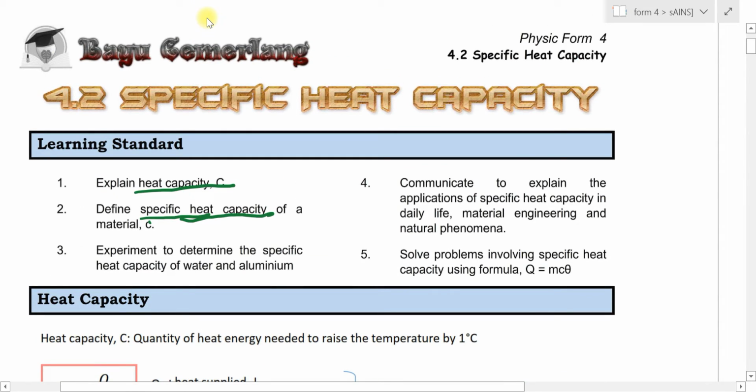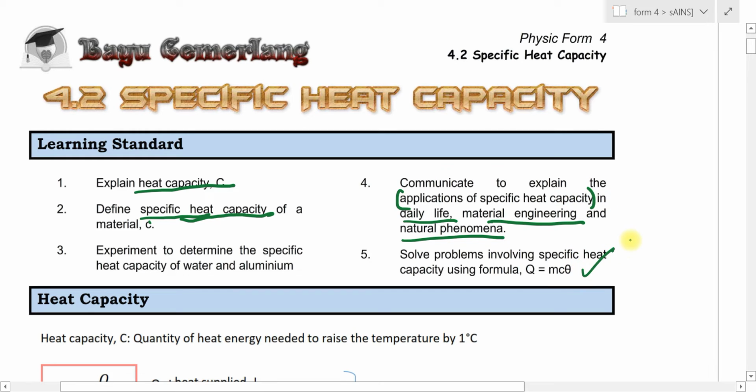Then communicate to explain the application of specific heat capacity in daily life, material engineering and natural phenomena. Nanti kita tengok apa application dia. And solve problem. Kalau dia cakap problem solving tu calculation lah. Specific heat capacity using the formula Q equal to mc theta.